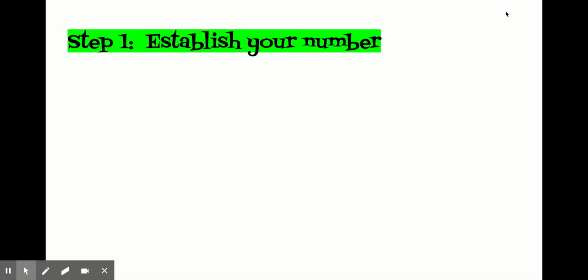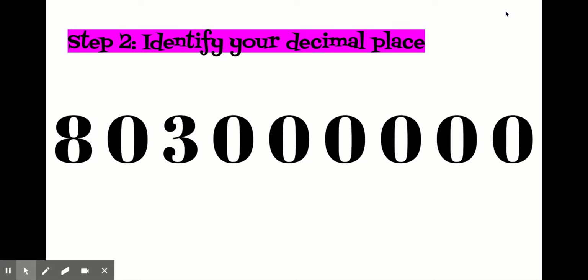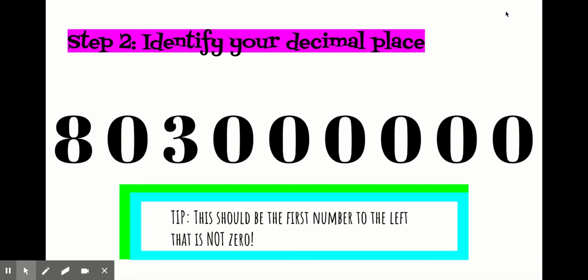Step number 1, establish your number. We're going to be using 803 million, but you can use any number. Step number 2, identify your decimal place. This should be the first number to the left that is not 0. In our case, it's 8, so we are going to put a decimal place to the right of 8.